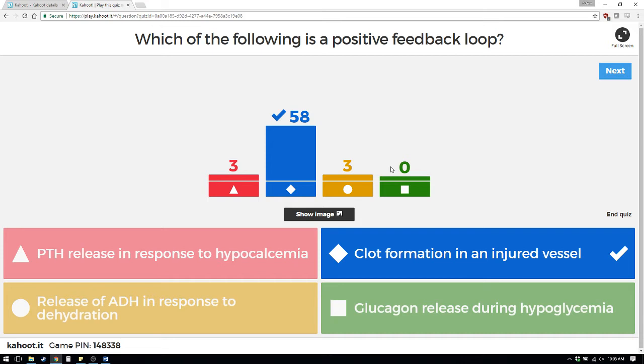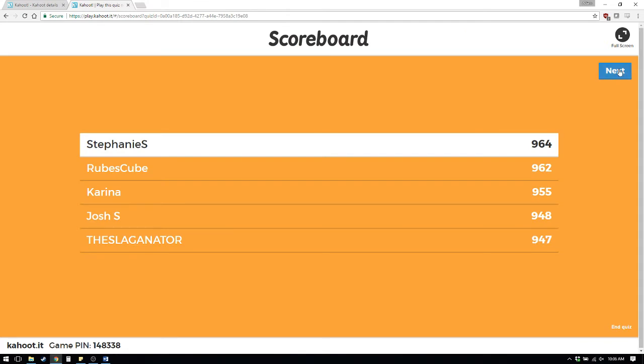How about glucagon during hypoglycemia? Exactly. Once an increase in blood sugar occurs, it says, hey, we don't need more glucagon, and it stops. Good. What are some other examples of positive feedback loops? Oxytocin during labor, right? That was another good example. Like luteinizing hormone getting a follicle ready for ovulation. So all those would be good examples of that. Awesome. All right, moving on.